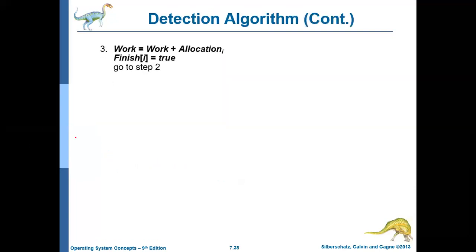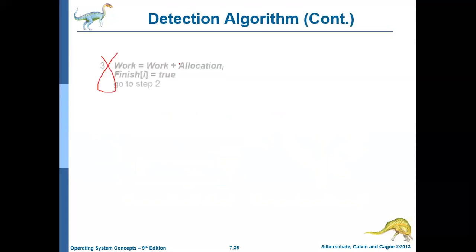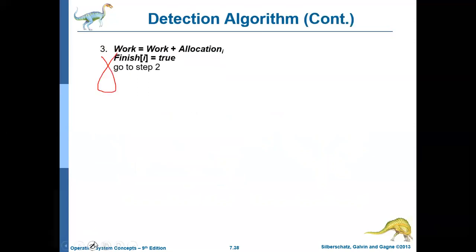In step 3, what we are doing is, if you find a process for which finish of I is equal to false, and request is less than or equal to work, then work is equal to work plus allocation of I. It means that whatever the process requests, the operating system allocates that particular resource to that process, and we assume that the process completes all its tasks and releases all the resources.